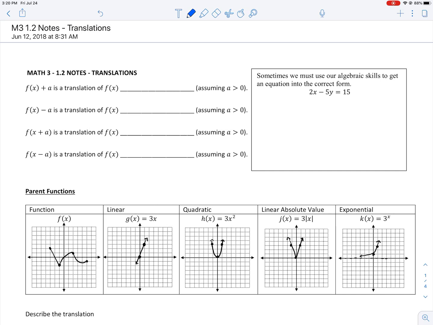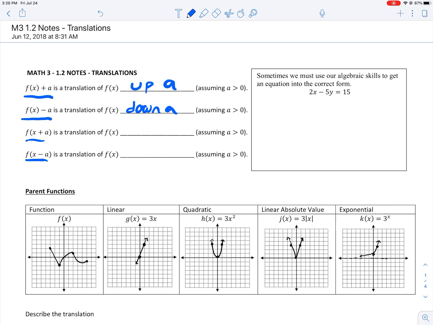So we have 4 basic translations: up, down, left, and right. If you take your function and you add a to it, that's going to move it up a units, whatever a happens to be. If you take the function and subtract a, it's going to move it down a units. So let's say it was f of x minus 2, it would go down 2 units.